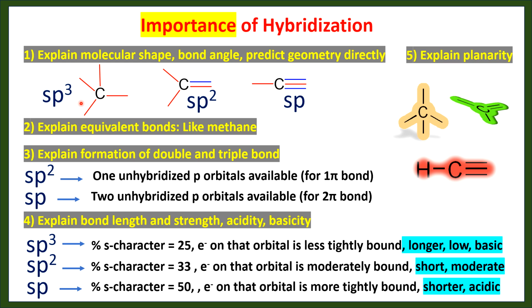Now come to the next part, importance of hybridization. What is the importance of hybridization? We can easily predict the molecular shape, bond angle, and geometry directly if we know the hybridization. If sp3, that means all single bonds, bond angle and also geometry; like sp2 is trigonal planar, sp is linear. We can easily find these if we know the hybridization.